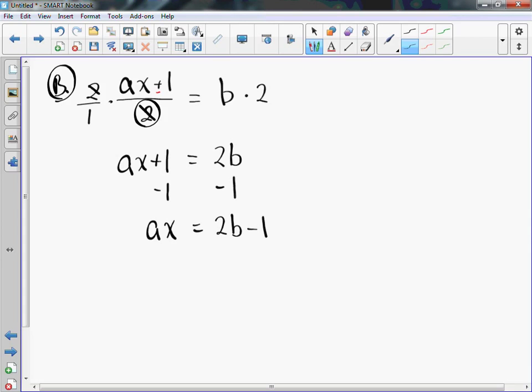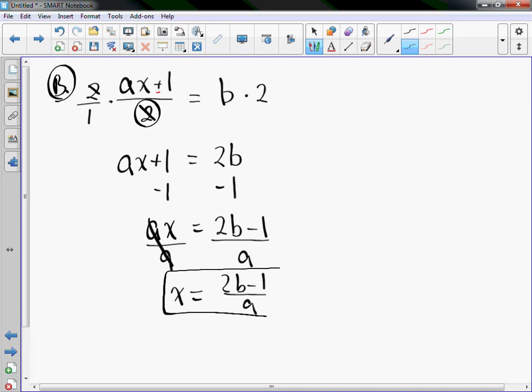And then our last step is to get the x by itself. And we'll divide both sides by a to get rid of the a, since it's multiplied times the x. So x equals 2b minus 1 over a.